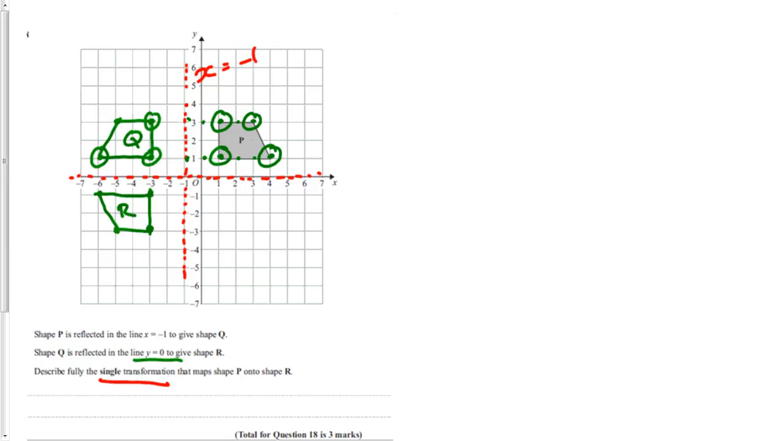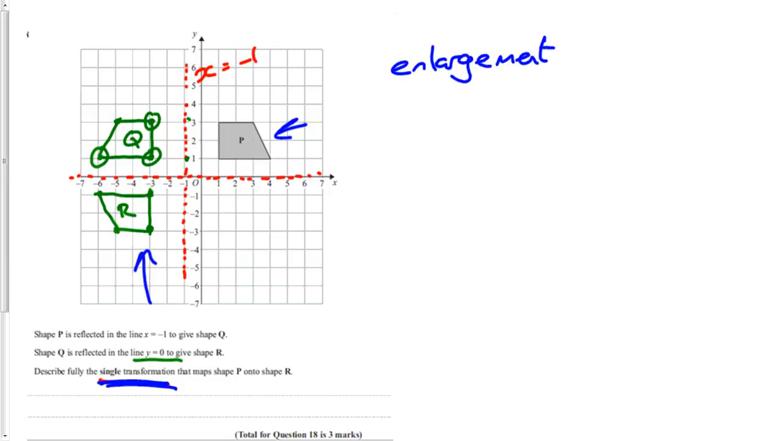And then what we've got to do is describe the single transformation that goes from P, which is this shape here, to R. So how do we get from this shape here to this shape here? Now when it says single transformation, that can be one of 4 things. It can either be an enlargement, but ours has not been made bigger, so it's not going to be an enlargement. It's either been a reflection, well, it's been reflected twice, but to get from P to R, that's not a single reflection, so it's not going to be a reflection.